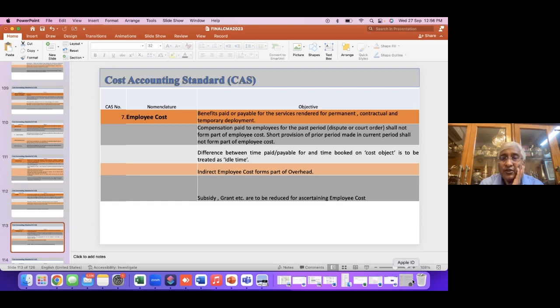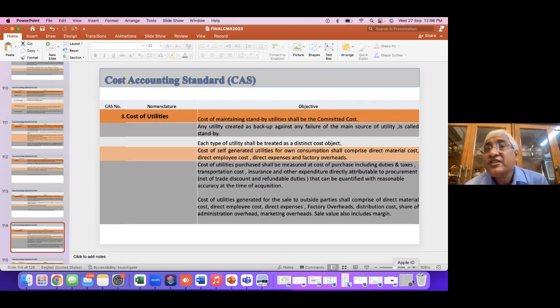So indirect employee cost forms part of overhead. In the beginning I said that direct is that which is attributable directly, even for raw material, even for labor, but that which is common, not directly attributable, either is to be absorbed under different principles or allocated under different principles to different cost centers. Those are treated as overhead expenses. And labor also is no exception. Here also, indirect employee cost forms part of overhead.